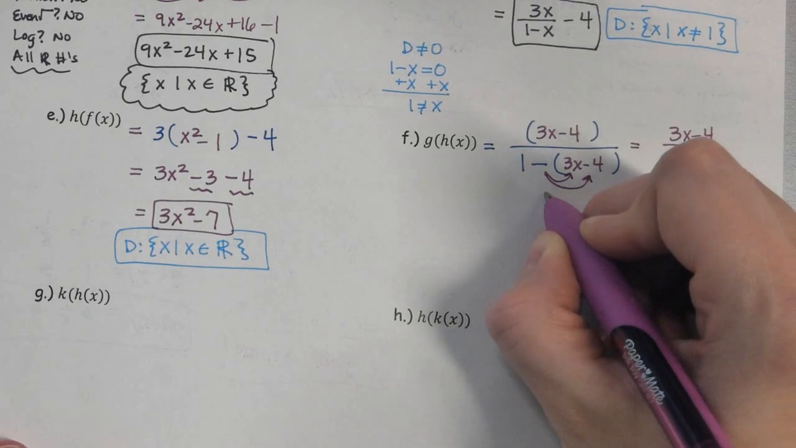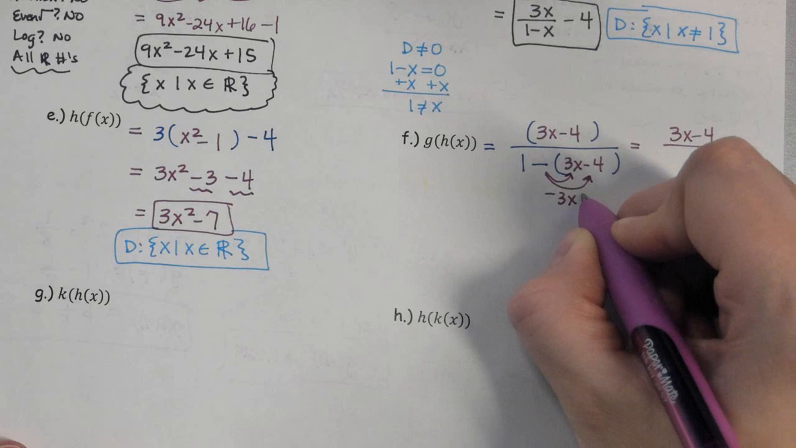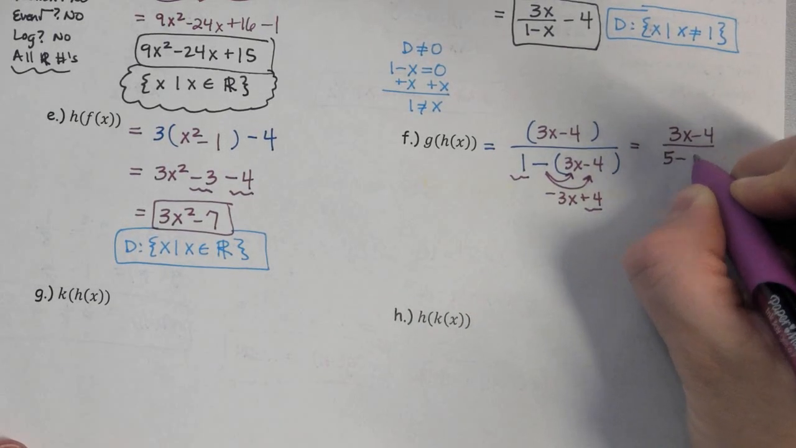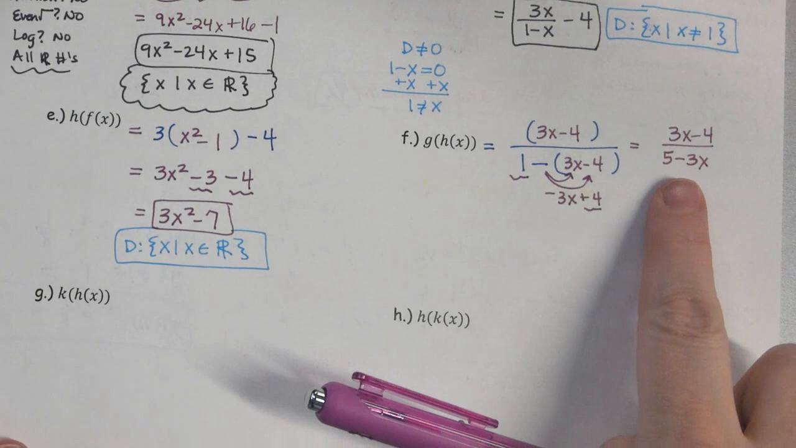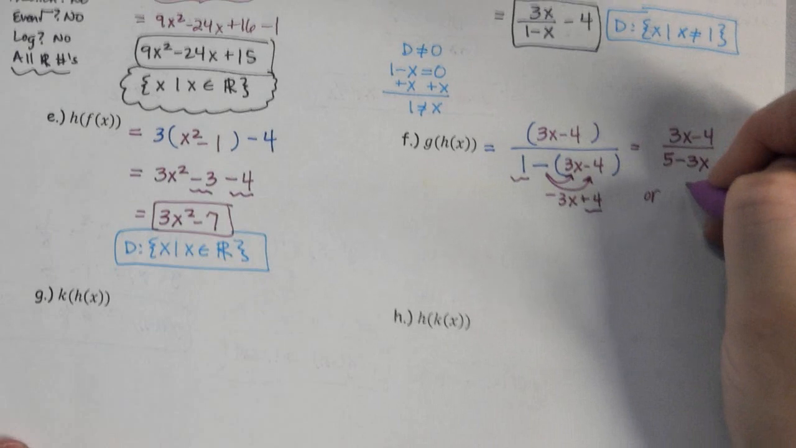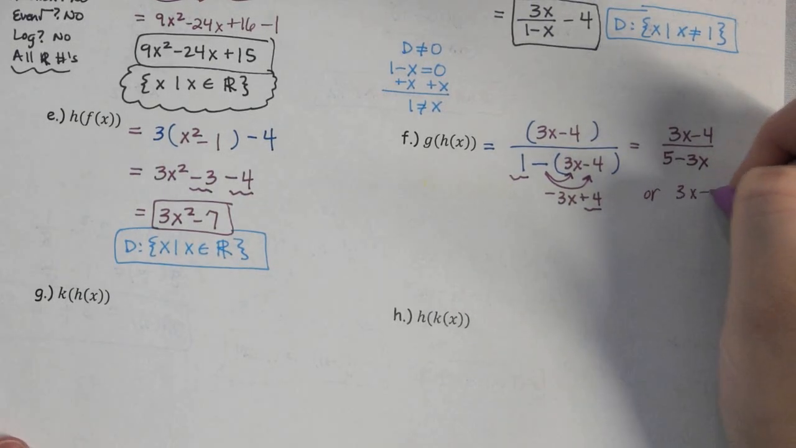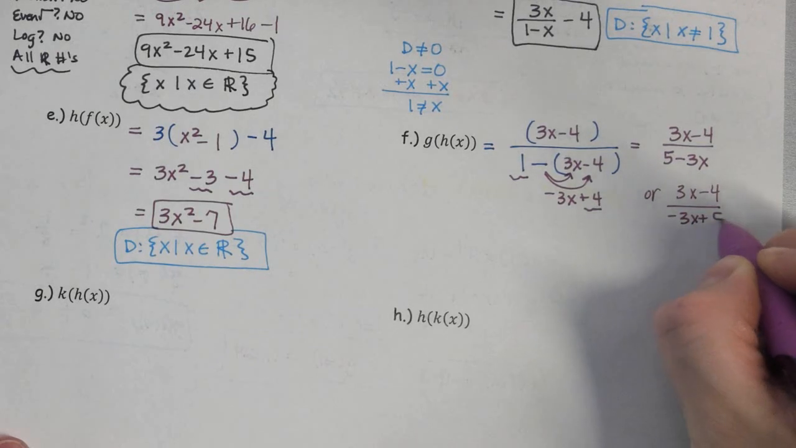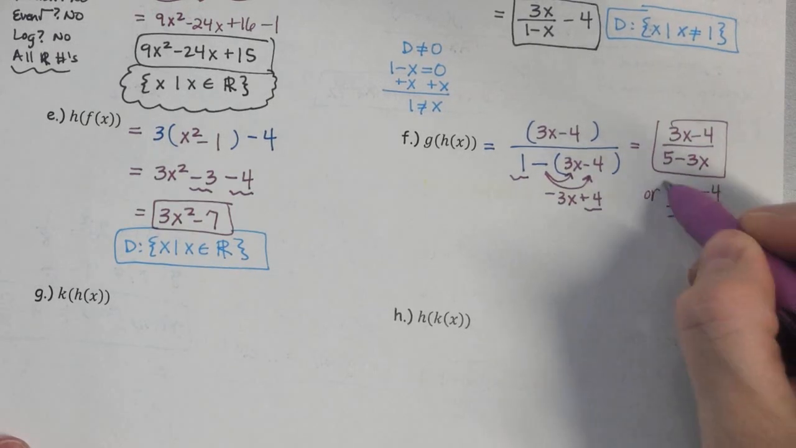Okay, so when you do negative 3x, this becomes plus 4. So 1 plus 4 is 5. Again, there are 2 ways to write this. If you wrote it like this, that's fine. That might be how it's written when you check your answers. Or you can write it in standard form. So either one of these is fine.